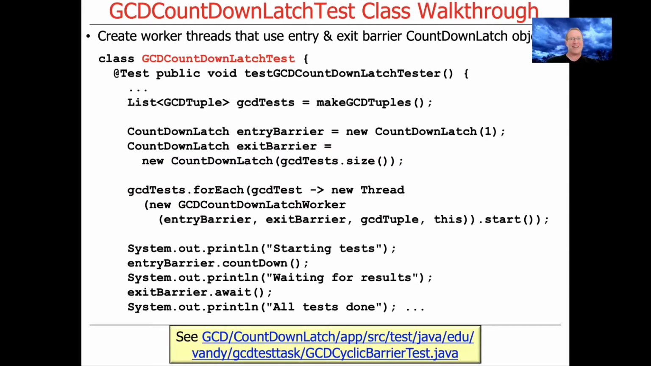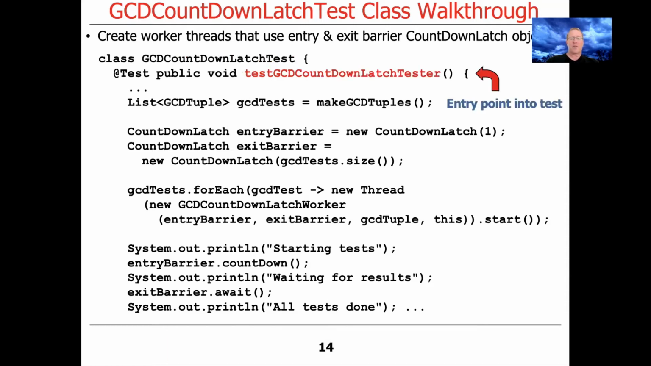If you take a look at the link at the bottom of the slide, you'll find the source code for this. What this does is create worker threads that use entry and exit barriers, created as CountDownLatch objects. This is called GCDCountDownLatchTest, and this is the entry point into the test.